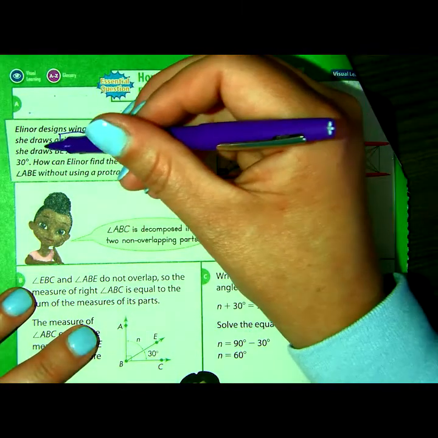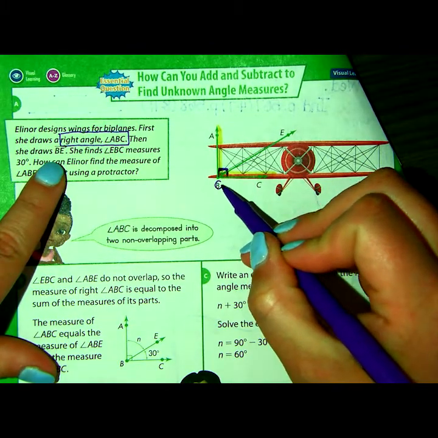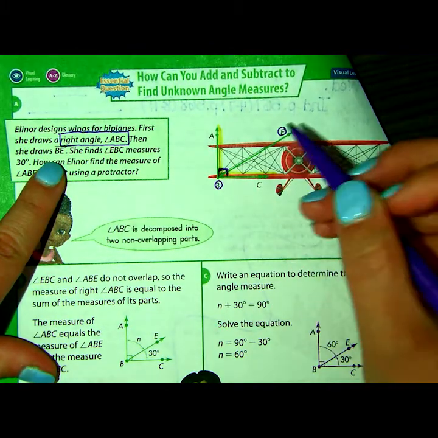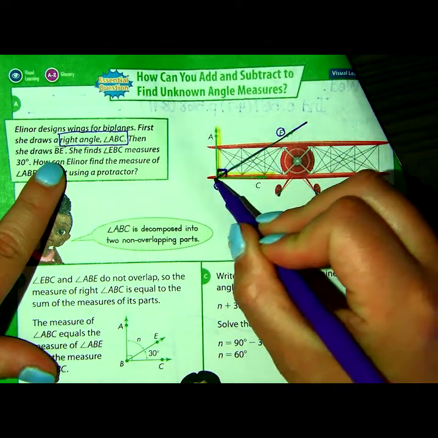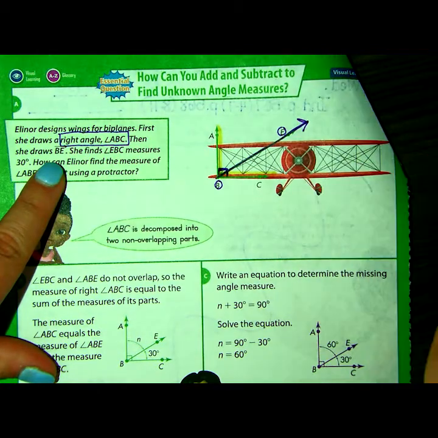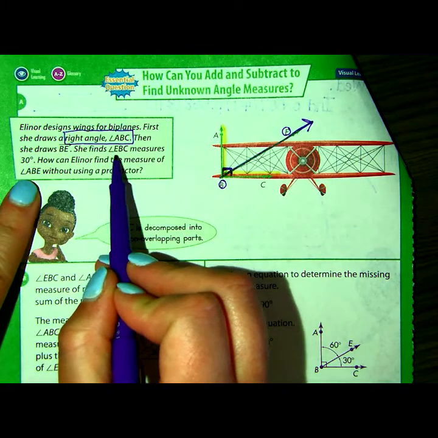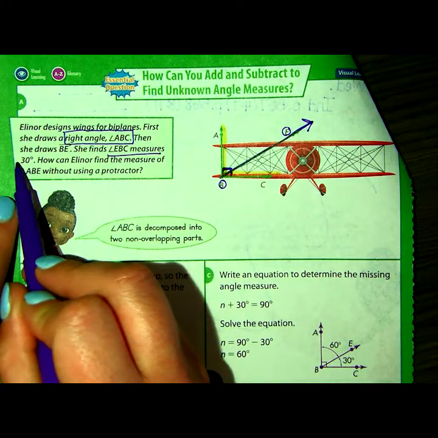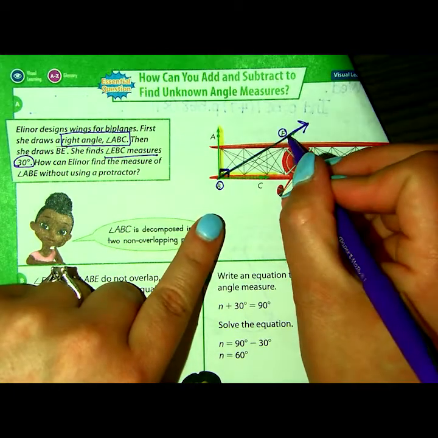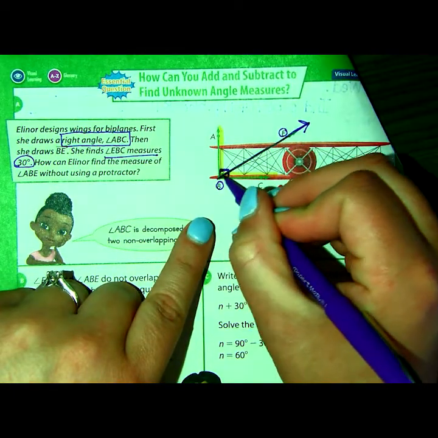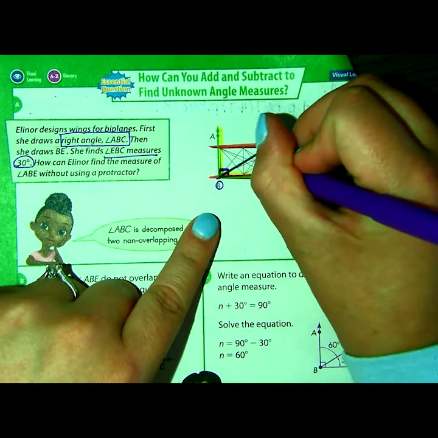Then she draws ray BE. So you can see this one right here from B to E. It's almost like it's cutting that angle. Like it looks like right down the middle, but we're going to find out. It's right here. I just made it a little bit darker for you guys. She finds angle EBC measures 30 degrees. Okay, so that's angle EBC. So this angle right here is 30 degrees.